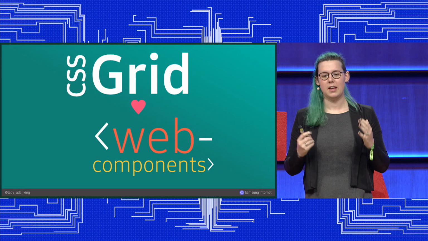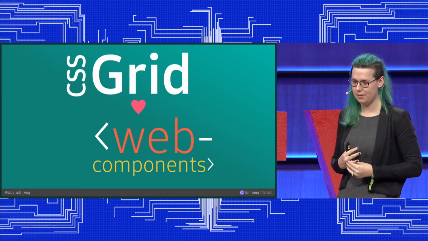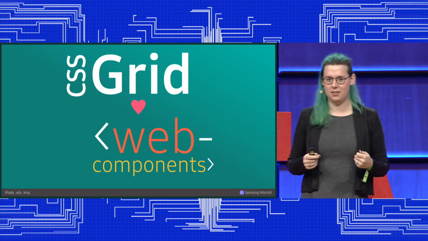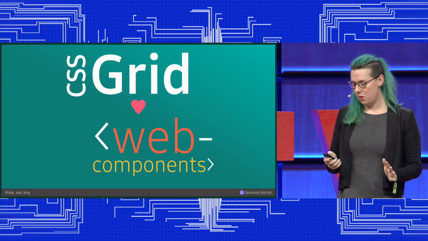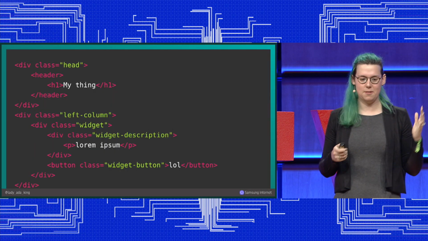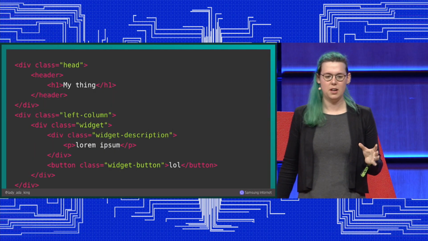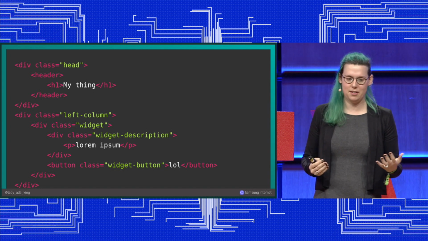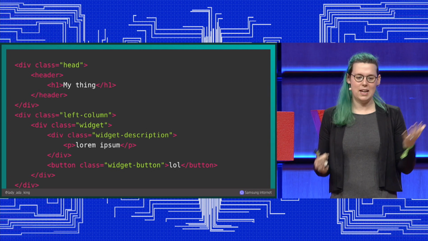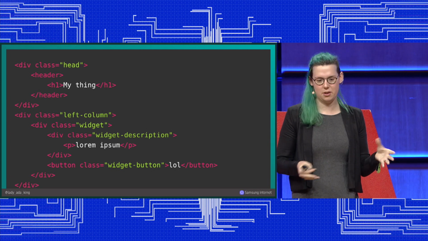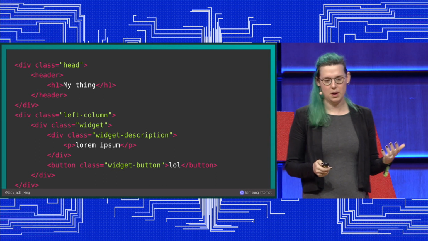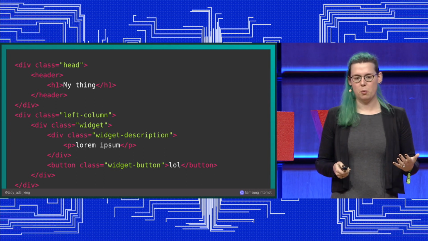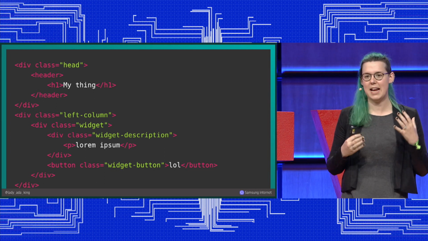Next topic, CSS Grid and Web Components. These go together like cheese and crackers, a beautiful combination. So here, in our old-fashioned style HTML, we have a div with the class of head, with a header in it so that it's placed at the top. We have a left column and some kind of widget I've made out of elements. This is a simpler example, but you can imagine how complex these kinds of layouts can get when you have both elements for layout and elements for appearance.